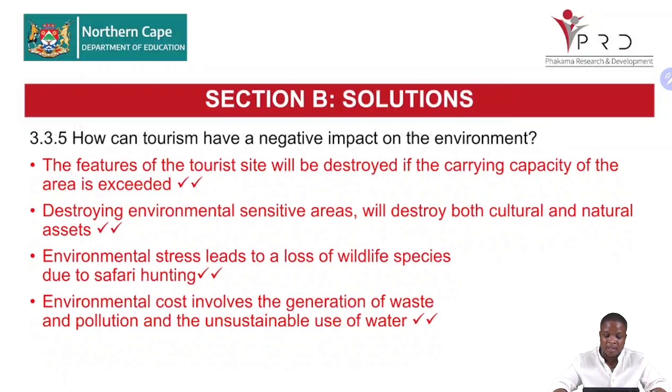Destroying environmentally sensitive areas will destroy both cultural and natural assets. Environmental stresses lead to a loss of wildlife species due to safari hunting. Environmental cost involves the generation of waste and pollution and unsustainable use of water. So there will be more people, then there will be more waste, more pollution, and we need to use our resources even more.